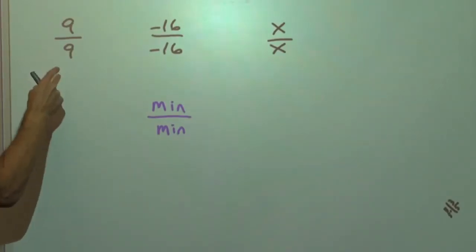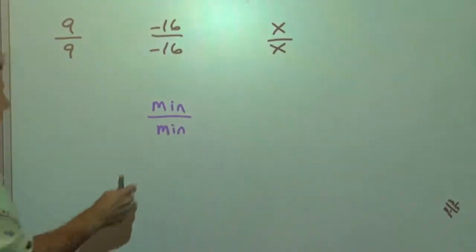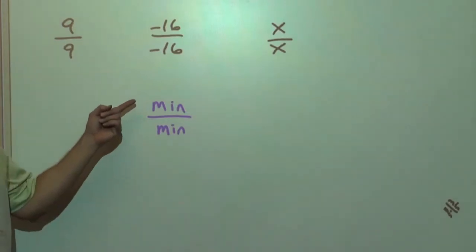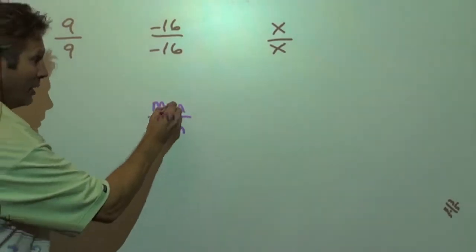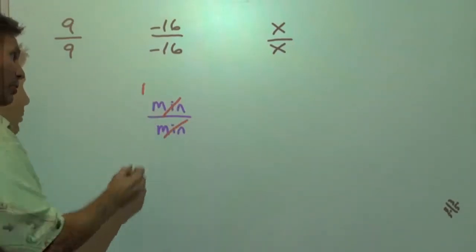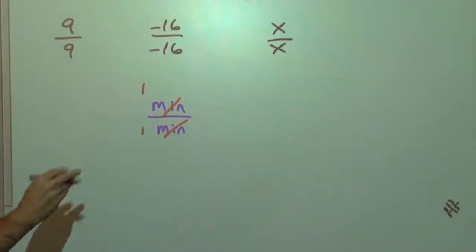If you look at this, that's worth 1, that's worth 1, that's worth 1, and now this becomes important. A minute divided by a minute, hey, it's an equivalent amount divided by an equivalent amount. Those cancel. A minute goes into a minute once. That is also worth 1.